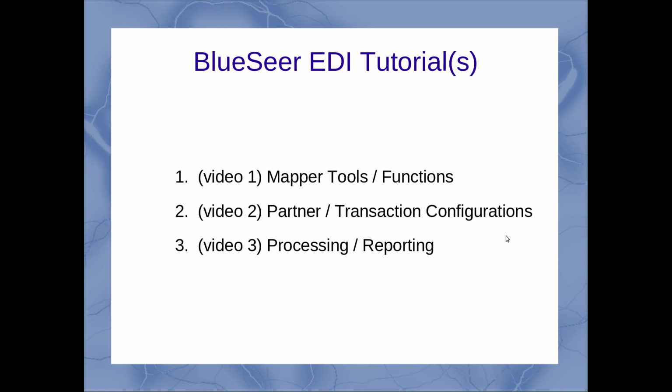Okay, welcome to this first part of a three-part video series regarding the new EDI functionality that's provided within the BlueSeer software package. As of version 6.3, BlueSeer now offers EDI functionality in the form of a new mapping editor to go along with the engine translation tool that was already there in the previous versions, and then the processing and reporting capabilities of transactions being run through the engine is also there.